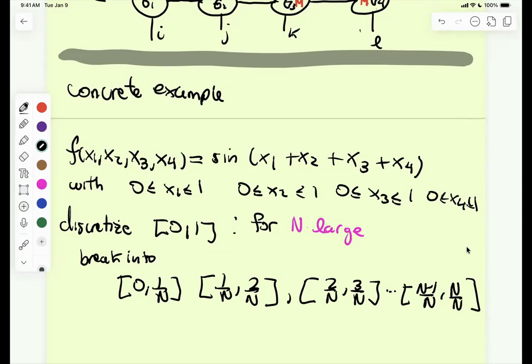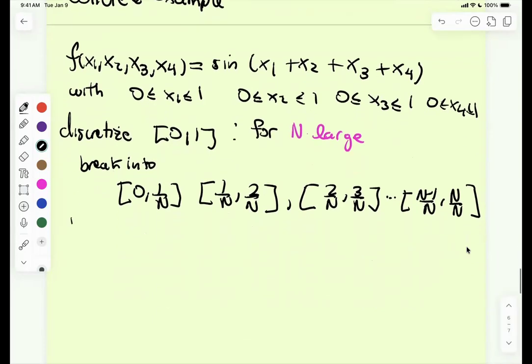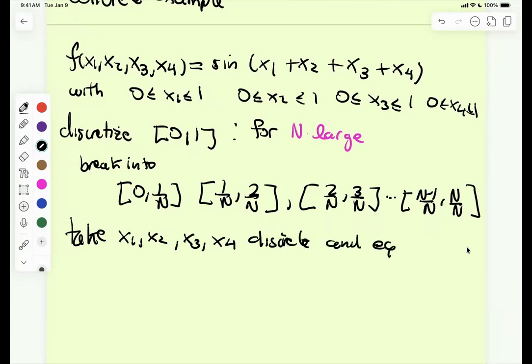Just to make my life easier, I'll force x1, x2, x3, and x4 to just take the values of the left-hand endpoints. So I will discretize the variables x1, x2, x3, x4 by asking them to be discrete, equal to one of the left endpoints of these intervals.